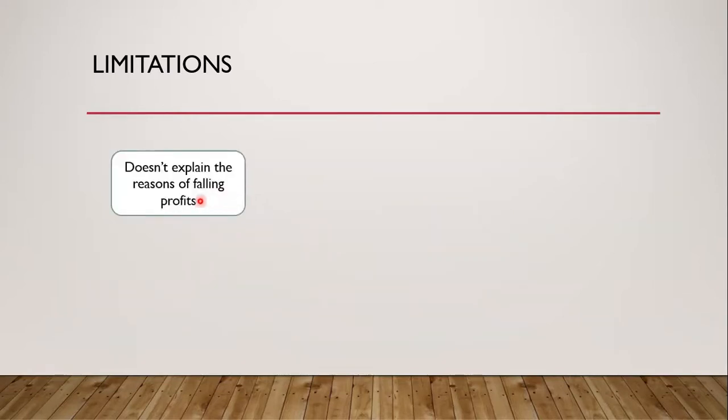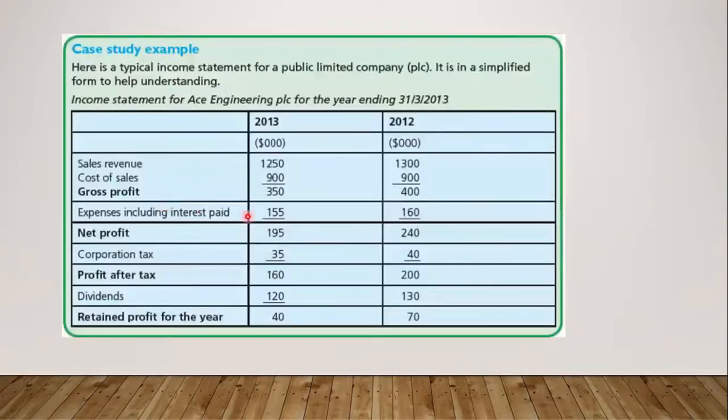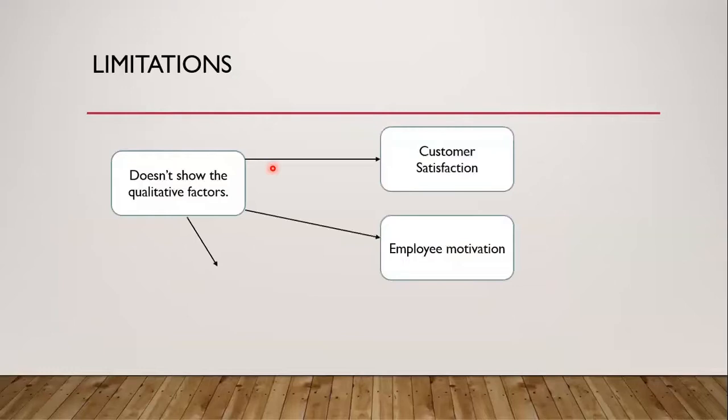And when I talk about the falling profits or increasing profits, it will never explain the reasons. So if I go to the previous slide where we were taking a look at an income statement, net profit is falling. It doesn't explain why it's falling. Sales revenue is falling. There is no explanation why sales revenue is falling. Let's say it's good that expenses are falling, but there are no explanations. These are just numbers. So to get those explanations, I need to search.